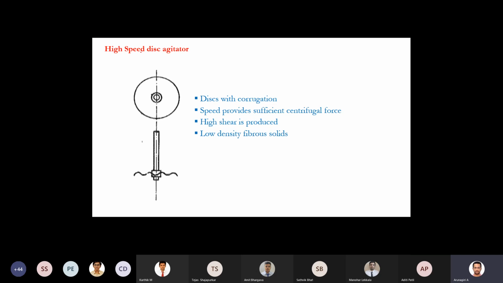The last one is the high-speed disc agitator. Here you can use a plain disc or you can use the corrugated type arrangements also. That is another way. So when it rotates, what will happen? It provides sufficient centrifugal force. Because of this, shearing of the material takes place. These types of agitated systems are normally used for low density fibrous solids.